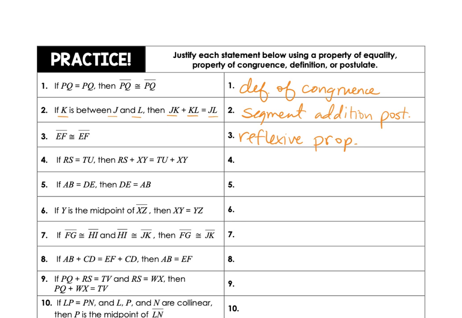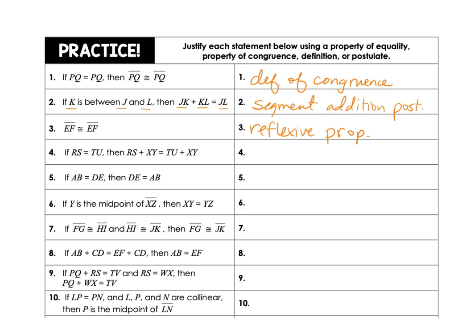Number 4: if RS equals TU, then RS plus XY equals TU plus XY. What happened to that first one to make it the second one? It's the addition property. Yeah, we just added XY onto both of them.